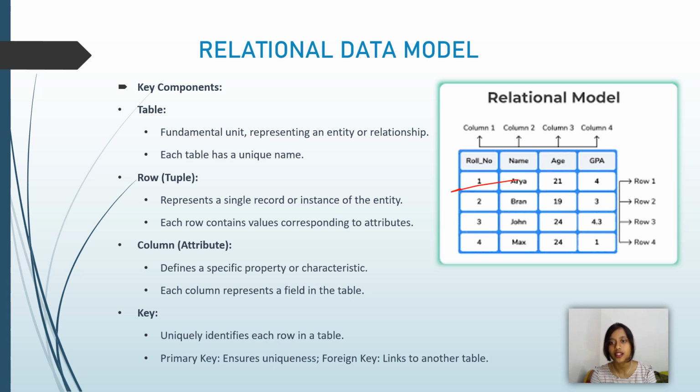This contains a specific record. And then a column defines a specific property or characteristic. For example, here we can see the specific characteristic can be the name or age or the GPA. And then key comes, which is the unique identifier of each row in a table. There are two types, that is primary key and then foreign key. Primary key will ensure there is uniqueness in each row of the table and foreign key will link to another table. The tables will be linked together through foreign keys.